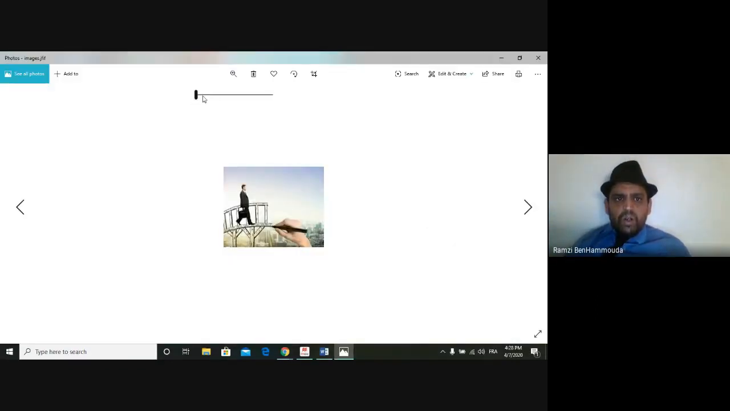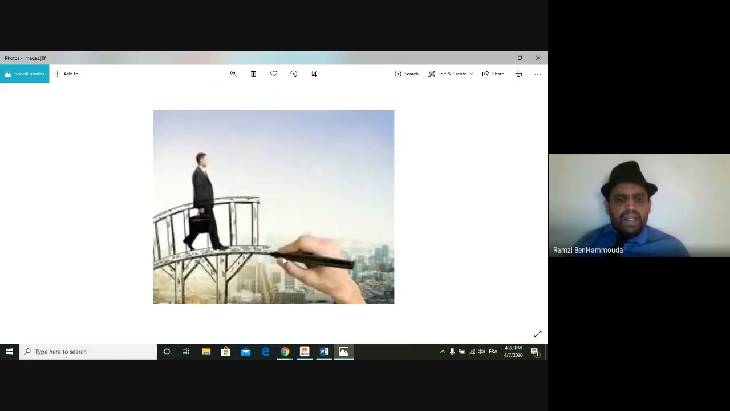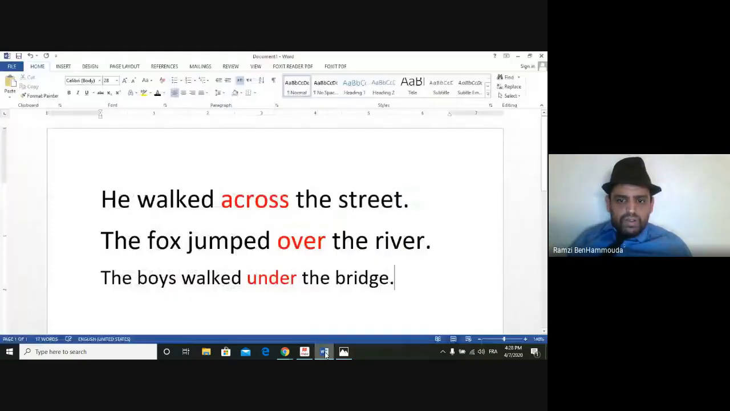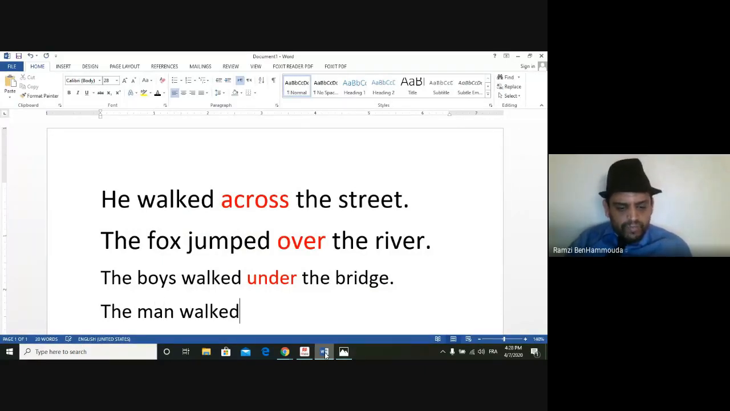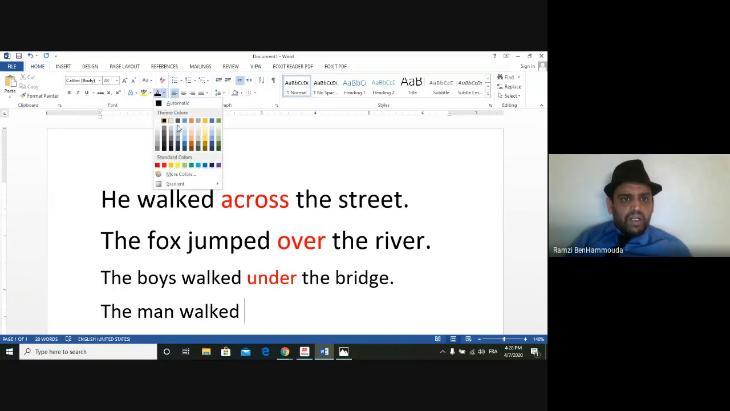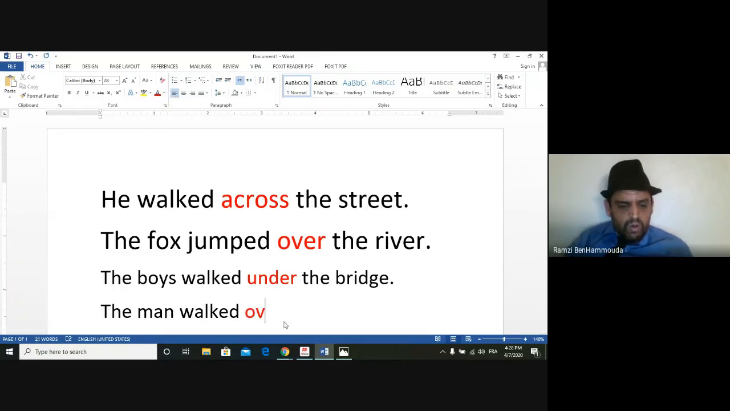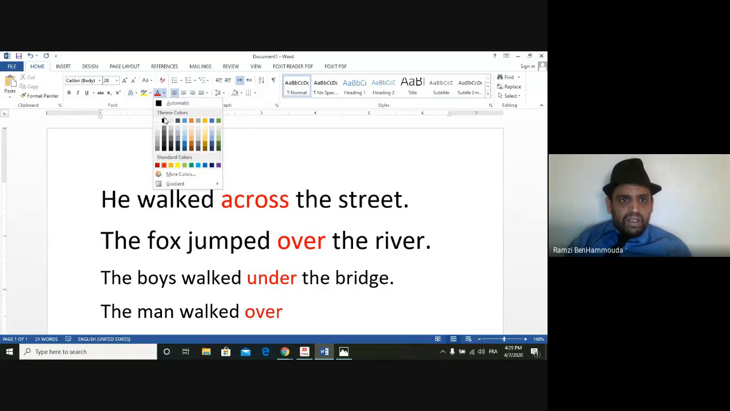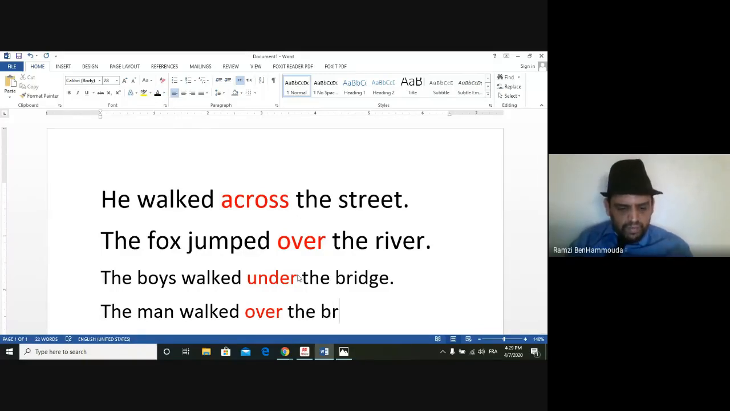This is the next picture. Look at the man here. This man here is walking, and he's walking where? This time, this is the bridge, and he's not under the bridge this time. He is, we say, over the bridge. Over the bridge. So we used over. Let's use it again. The man walked. I'm going to change the color. Red. And over. And back to the black. And the bridge. Okay. Next picture.